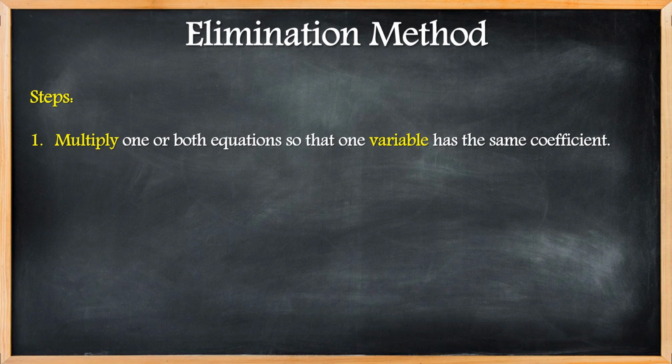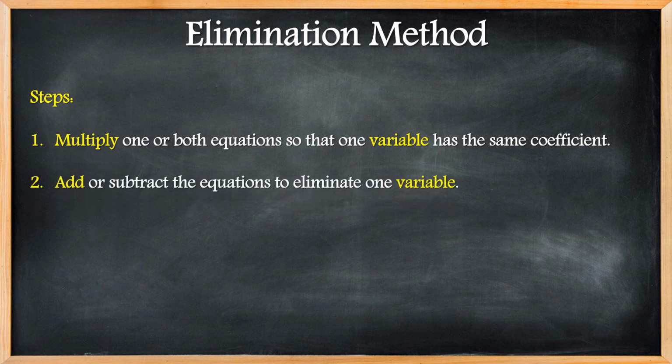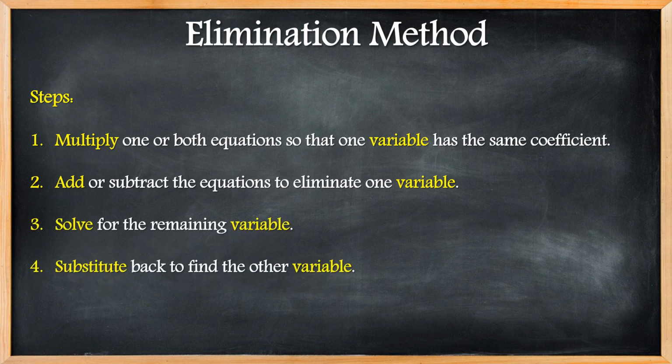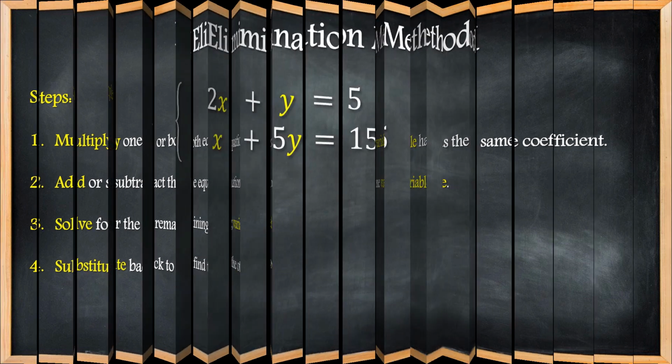Now let's move on to another method for solving systems of equations: the elimination method. This method involves 4 main steps. First, we multiply one or both equations so that one variable has the same coefficient. Then we add or subtract the equations to eliminate one variable. Next, we solve for the remaining variable. Finally, we substitute back to find the other variable. This approach is especially useful when the equations are already aligned for elimination. Let's see how it works with an example.